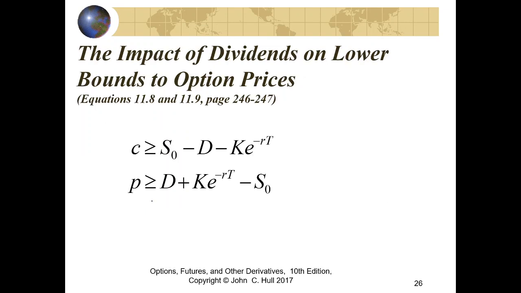Okay. In all our previous discussions, we assumed that the underlying stock does not pay dividends. What if the underlying stock does pay dividends? Well, there's a slight adjustment that we need to make to the lower bound for both the call and the put. For the lower bound of the call, we deduct from it the present value of the dividends that are going to be paid during the life of the option. For the lower bound of the put option, we add the present value of the dividends paid during the life of the put option.